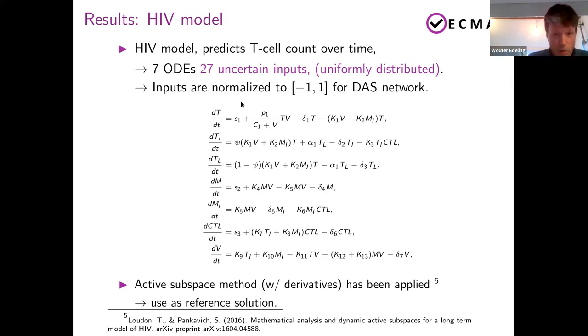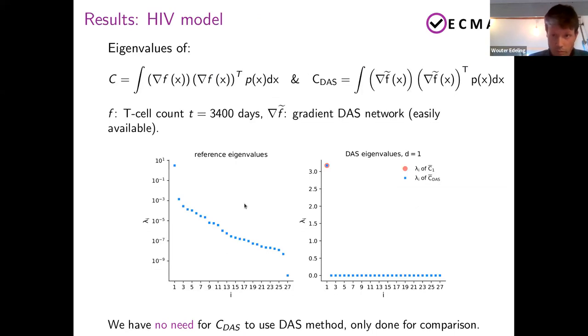And the nice thing about this model is that I have a reference solution. The classical active subspace, the one with derivatives, has already been applied here, so I can compare. And so this is the eigenvalue comparison between the two. This is the reference case. This is what I get from the network.